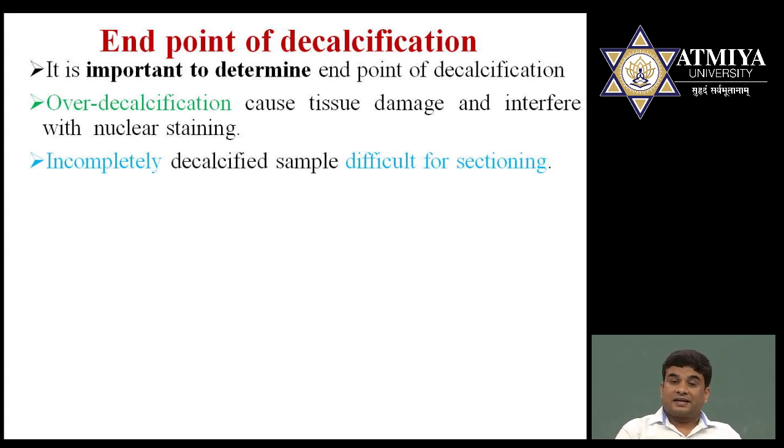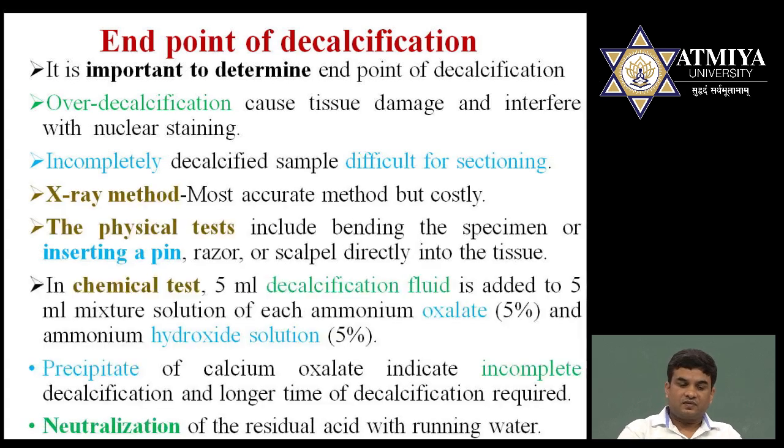If it is over decalcified, then it will spoil the tissue sample's morphology and it will hamper the nuclear staining. If the tissue is not completely decalcified, in that case what will happen? Your knife will be spoiled, because calcium salts are a hard material and will spoil the blade. That's why you should be very careful about the end point of decalcification.